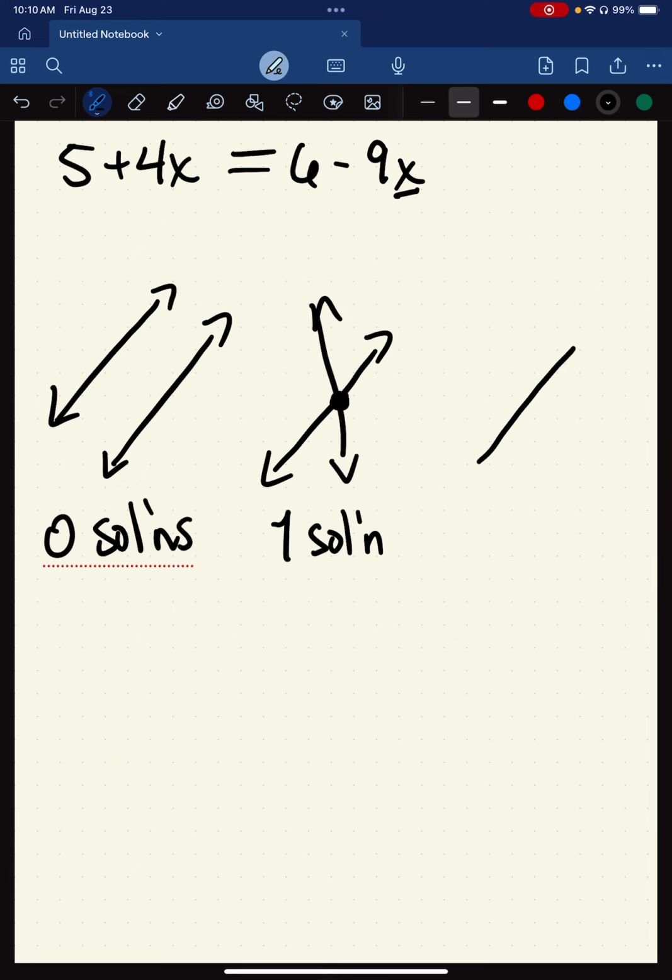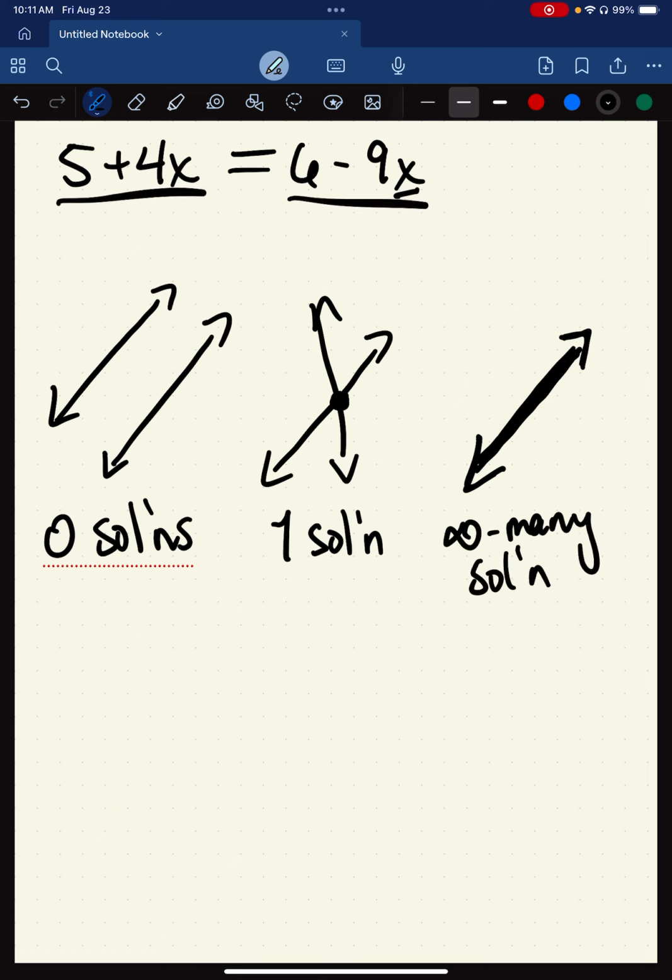And then you can have lines that are exactly the same. They're overlaid on each other, and that means you have infinitely many solutions. In the same way, these actually correspond to lines in the plane. So you'll either have zero solutions, one solution, or infinitely many solutions if they're the same. So just keep that in mind. There's no way for there to be three solutions for one equation that's just linear like this.